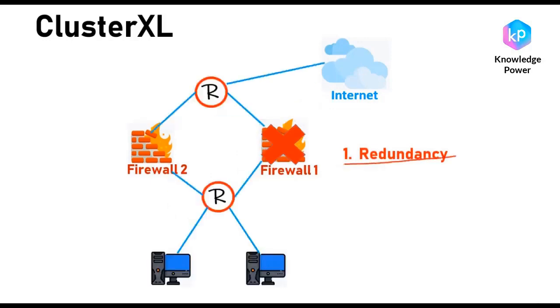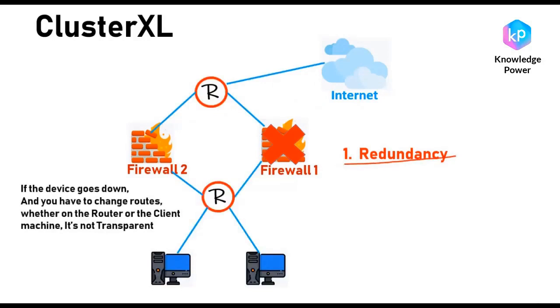Easy. The second thing you need to have is that your solution has to be transparent. If you have to manually change routes, whether on the client machine or on your router, to be able to pass the traffic, yes, your solution might be redundant, but it's not transparent. If it fails and the admin has to do something, you lose time. Admit it, it might take you 5 minutes. You call an administrator, hey dude, you have to change a route.